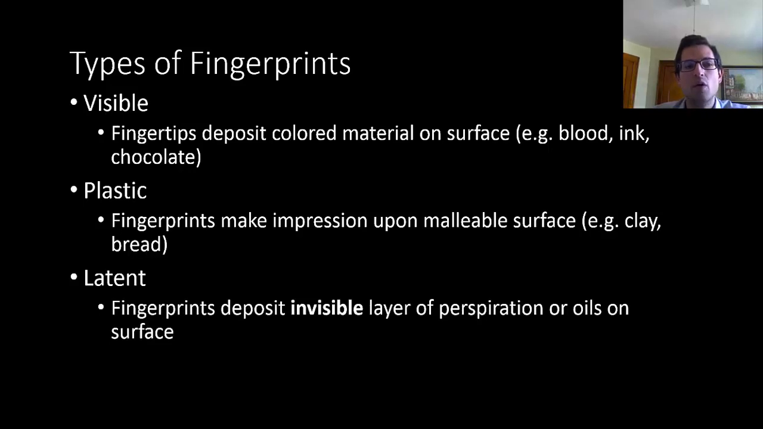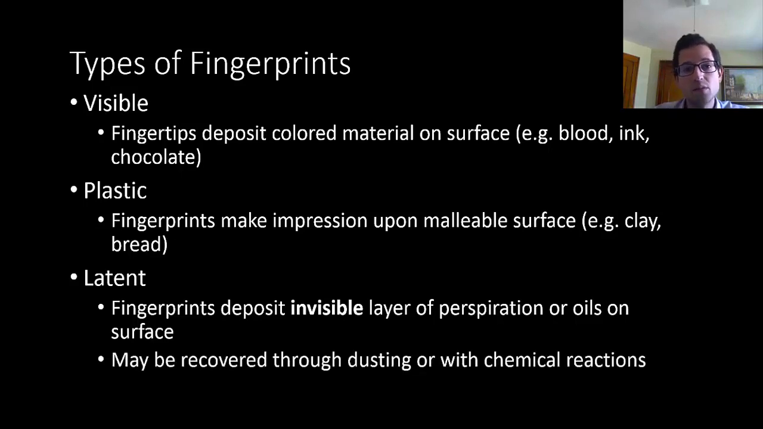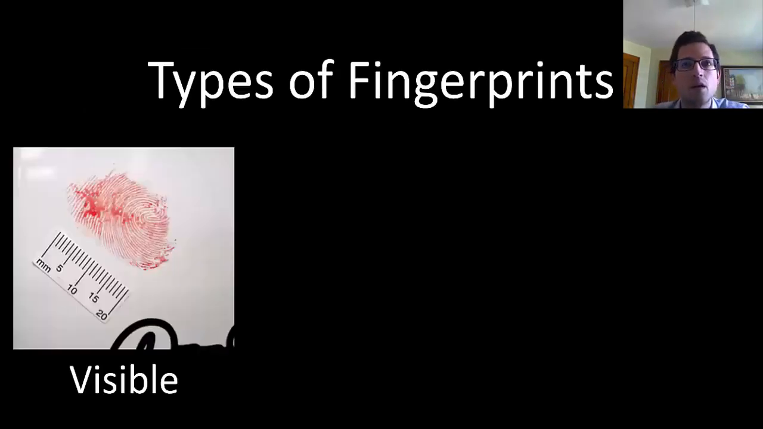So latent prints are when the friction ridges of the finger deposit an invisible layer of either perspiration, which is what's naturally secreted by the fingertips, or maybe a person has put their hand through their hair and they've gotten some of that oil from the hair on their fingers and have deposited those oils on the surface. And these are invisible, but they can be recovered through fingerprint dusting, and there are also chemical reactions which will allow you to develop latent fingerprints.